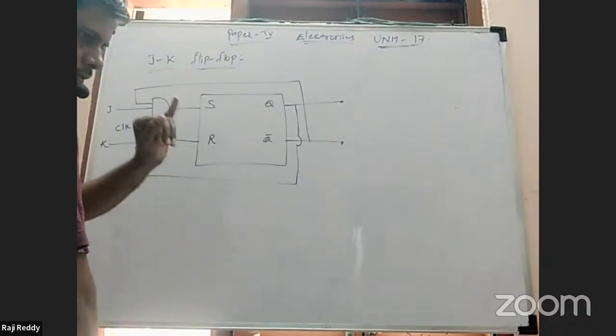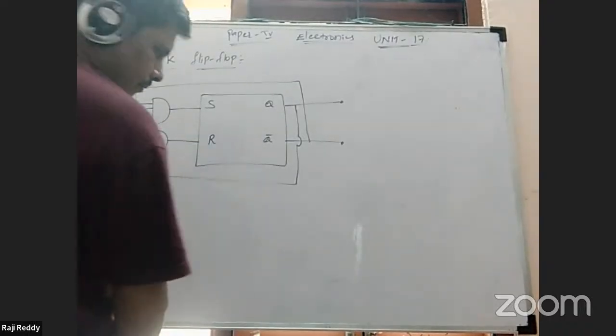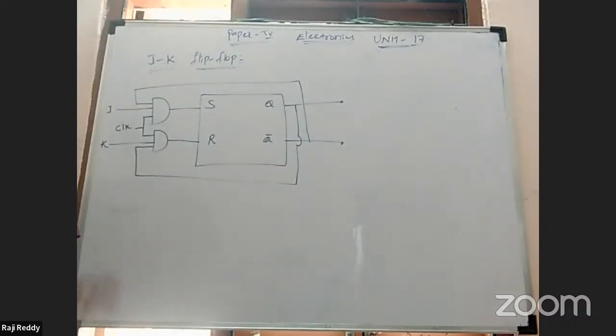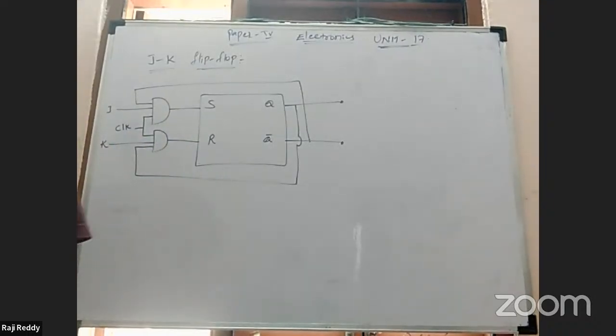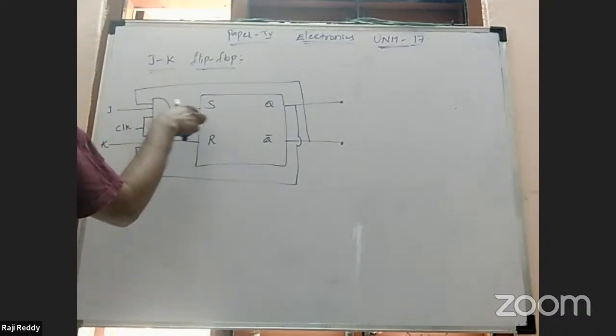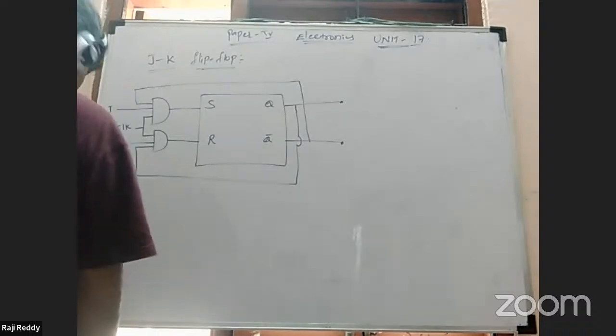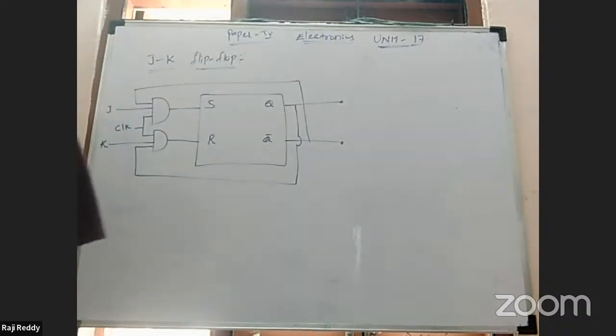Once again, you can explain point-wise, it will be easy. The JK flip-flop consists of two input terminals and two output terminals. The inputs are J and K, and the outputs are Q and Q dash, or Q bar. The JK flip-flop is a device having two inputs with two NAND gates. The two NAND gates' outputs are connected to the RS input terminals. This JK flip-flop is implemented from the RS flip-flop only, as shown in the figure.